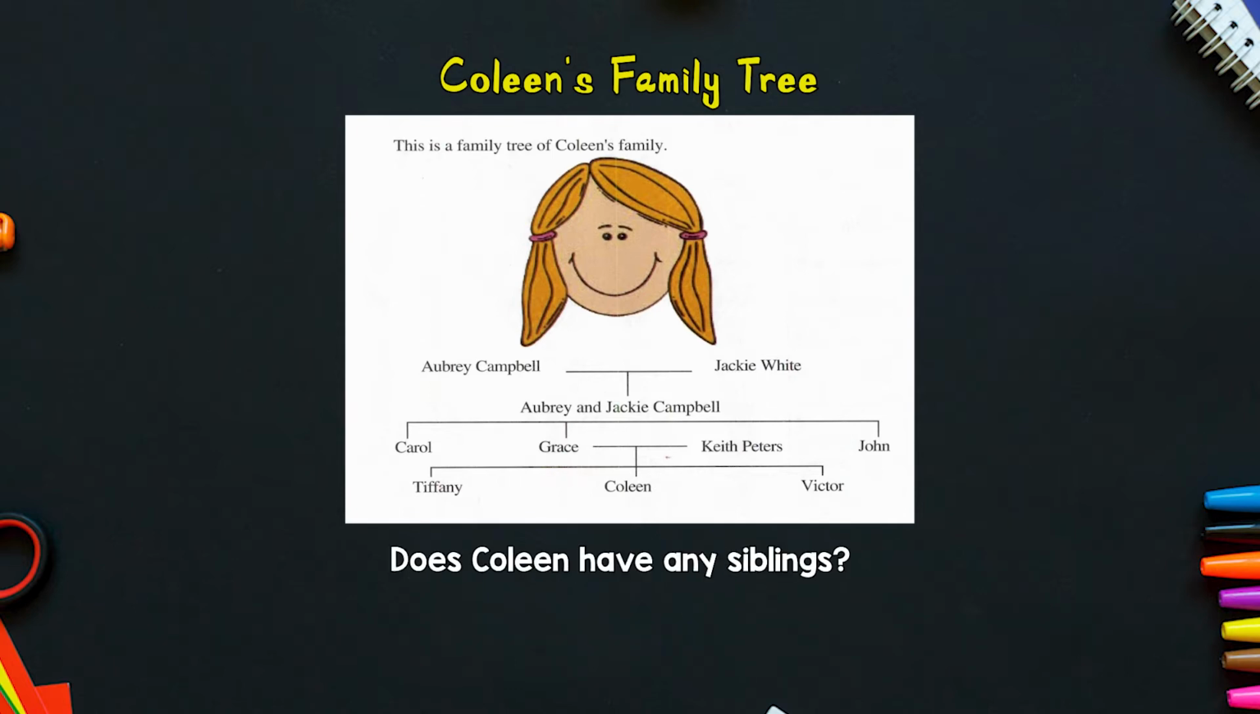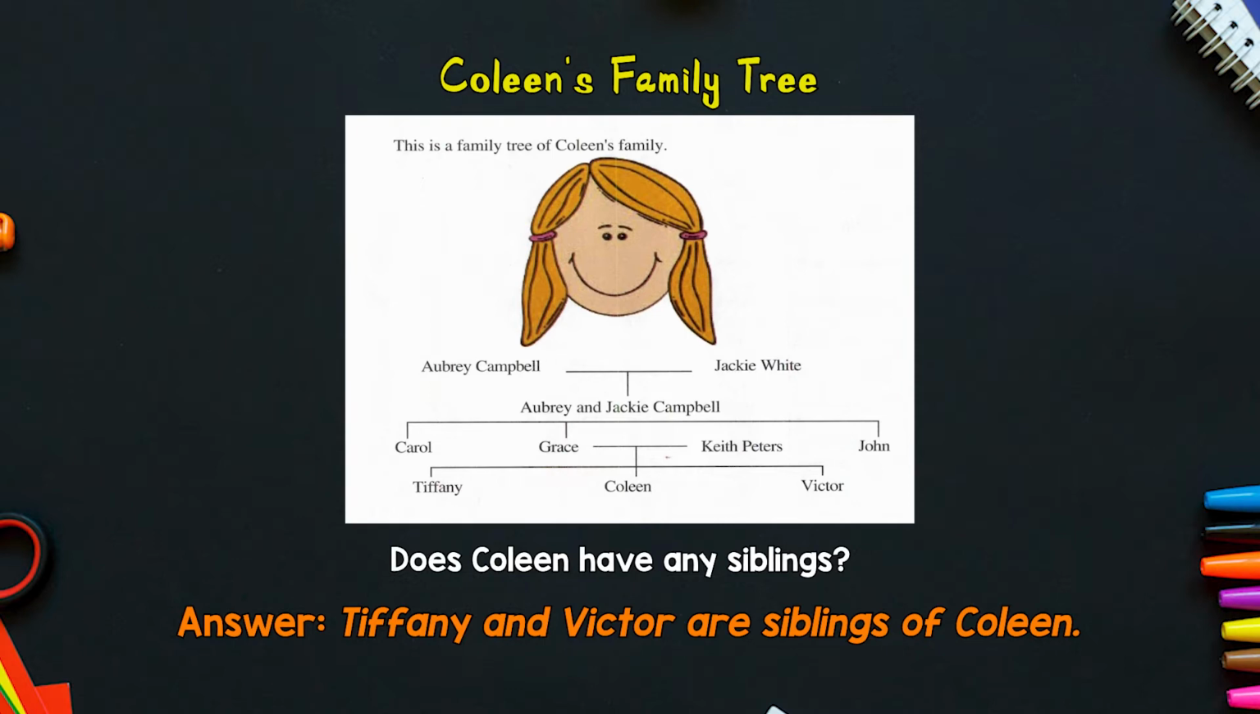What about her siblings? Does she have any? If you look carefully again, you will notice that Grace and Keith had 3 children. So Tiffany and Victor are siblings of Colleen.